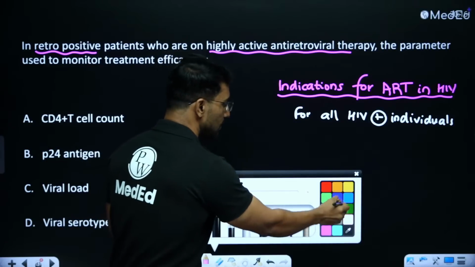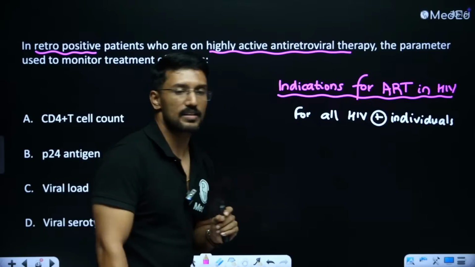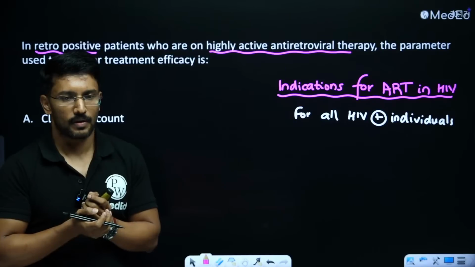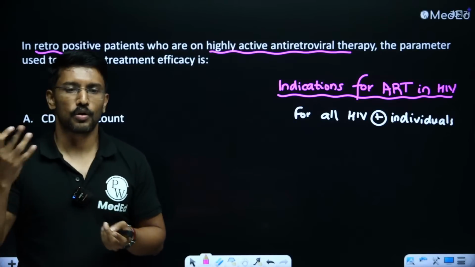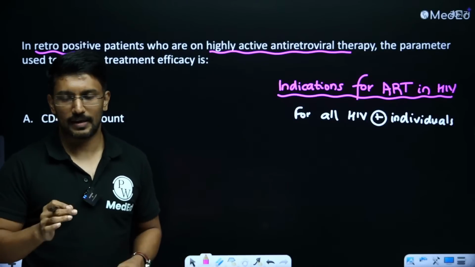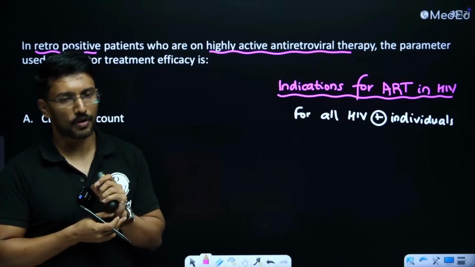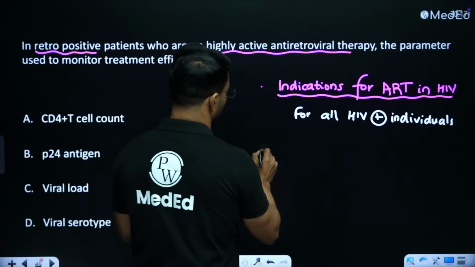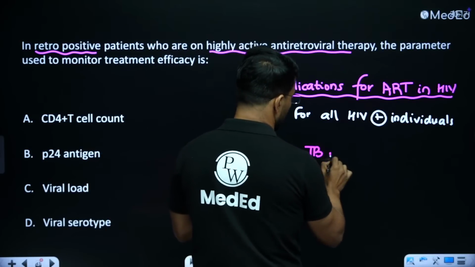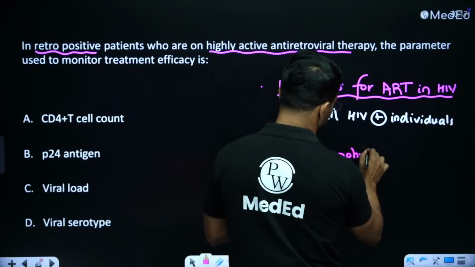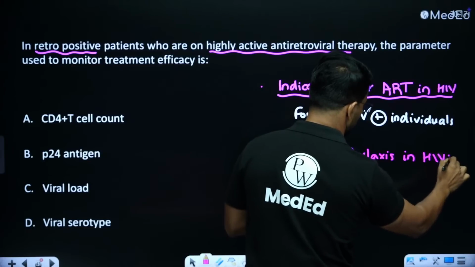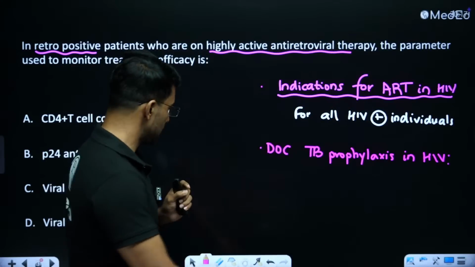Okay. Now, some of you might have heard of a complication called as IRIS. When we start the ART, people can develop IRIS. And one of the major component of IRIS is reactivation of tuberculosis. So now the guidelines recommend that we should give the prophylaxis for tuberculosis. So what is the drug of choice for TB prophylaxis in HIV? What is the drug of choice for TB prophylaxis in HIV?